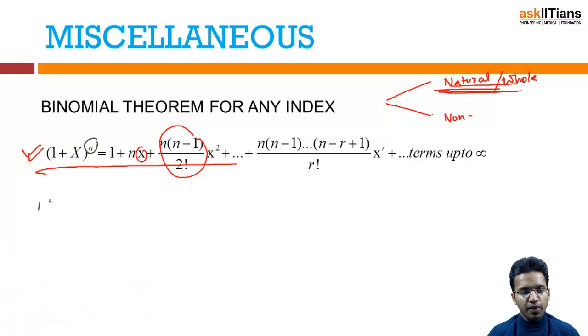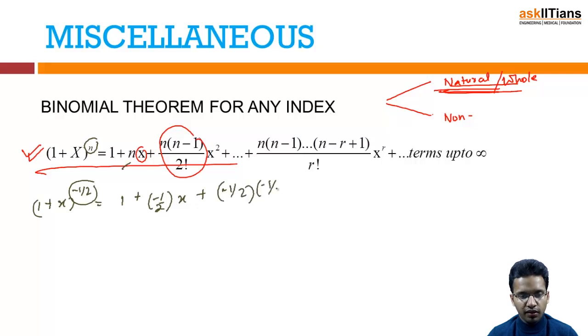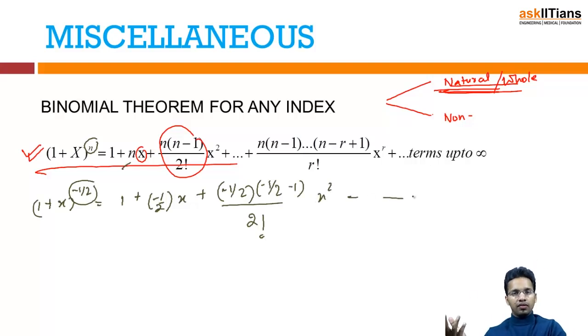So suppose I am having x raised to power minus half, so this I can write as 1 plus, now this is n here, this should be noted, nx plus minus half into minus half minus 1 by 2 factorial x square. It depends up to what accuracy we actually require. Okay, so this is a very useful result even for finding decimals.